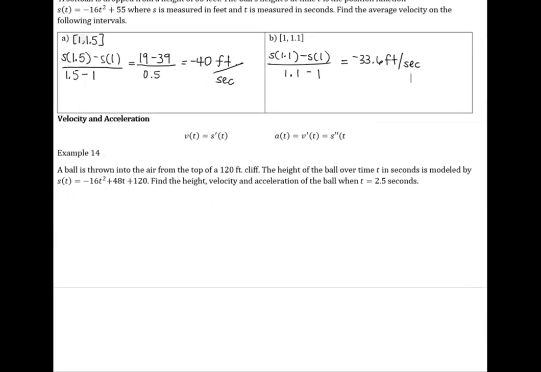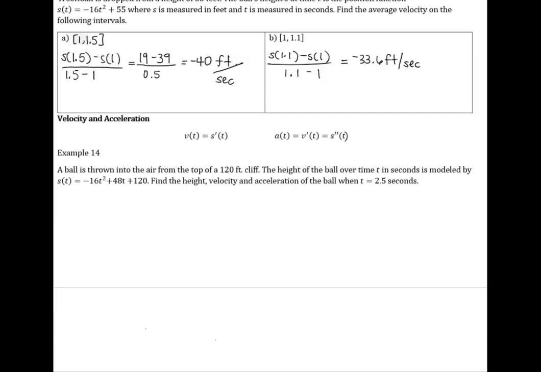The last topic we have are the concepts of velocity and acceleration. Velocity is the derivative of the position function, and acceleration is the second derivative of the position function. Equivalently, it is the first derivative of the velocity function. Example 14, we are given a position function for a ball that has been thrown into the air. We want to find the height, the velocity, and the acceleration of the ball when t is equal to 2.5 seconds.